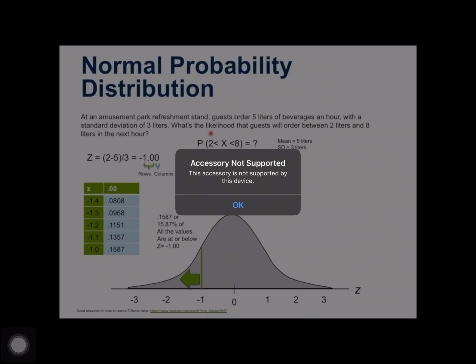What's the probability that we have some value that is going to be between the 2 liters and the 8 liters in the next hour? This is basically just restating what we have in words above. And we know the mean and standard deviation were given to us in this case, 5 liters and 3 liters. This is really all the information that we're going to need to compute a z-score.